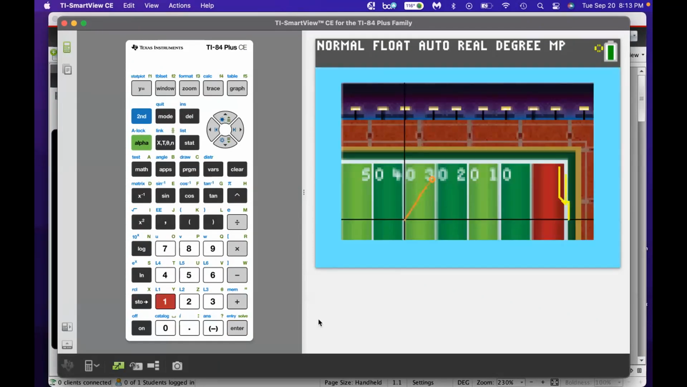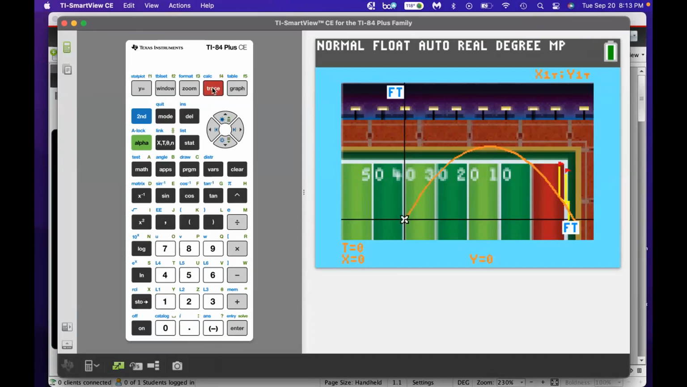It's up. And it looks like it's got some height. Drum roll, please. Getting closer. The fans are holding their breath. And we need to determine if this is good or not. So we use the trace feature. This is kind of a fun piece with the students.